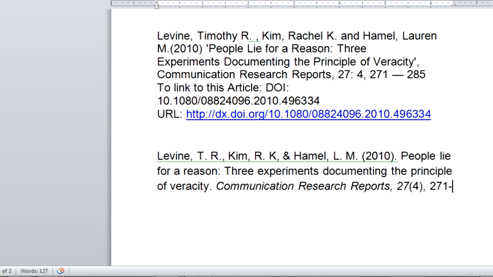271 to 285. Now notice I left the redundant numbers in, 271 to 285, not 271 to 85. I could have erased this and you would have understood it, right? I mean, we understand what this is. But APA wants all the page numbers in, from the beginning of the article to the end, without omitting any redundant numbers. So just go ahead and do that. We put period and we're done.